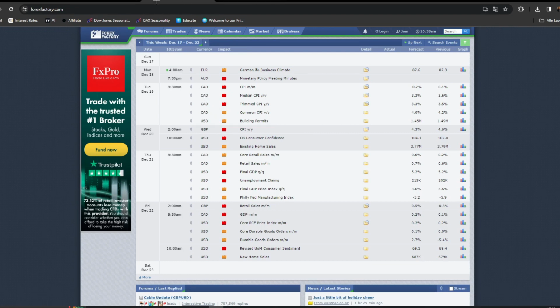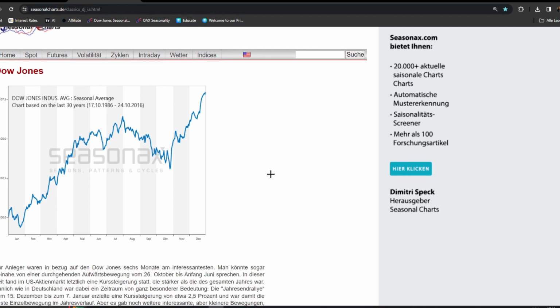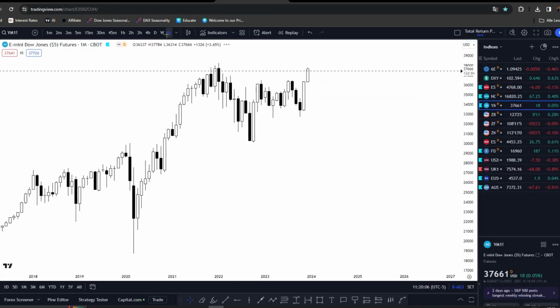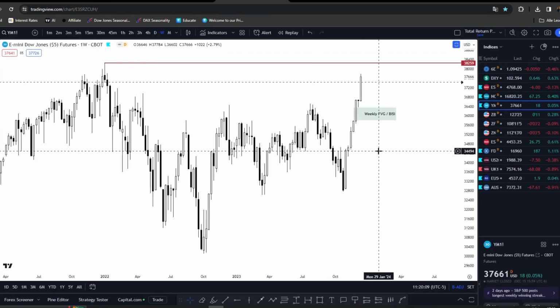I think that's it. What I wanted to talk about is also, as you can see, the seasonal tendency: the Dow and the major indices, Nasdaq and S&P, are really performing as they should. We have this massive push at the end of the year. At the end of October we make a low and then rally higher going into December, and then the first major retracement comes in January. So let's see how long the bull run goes on the indices and futures.